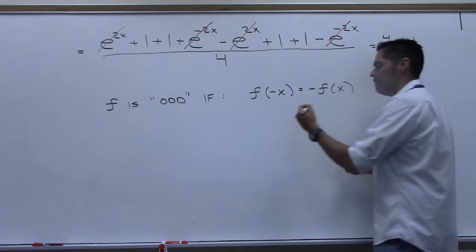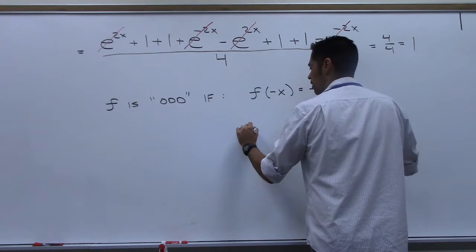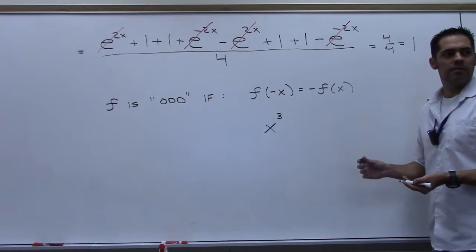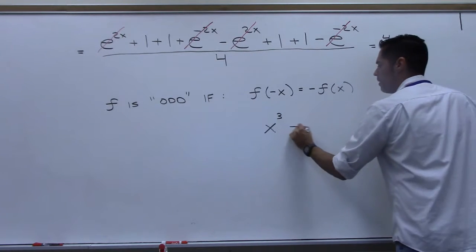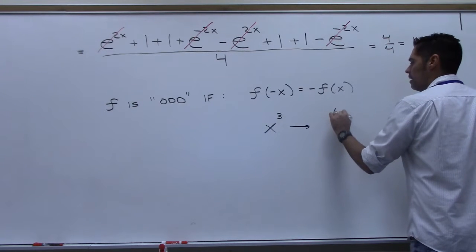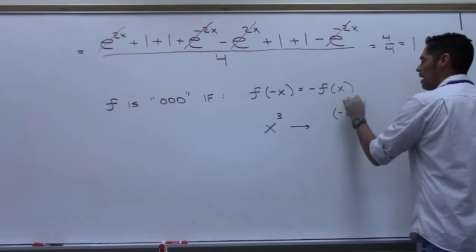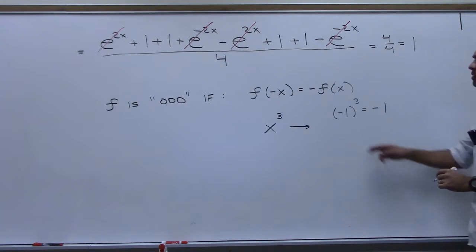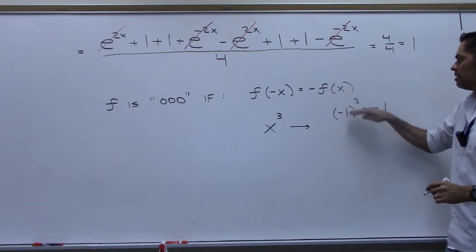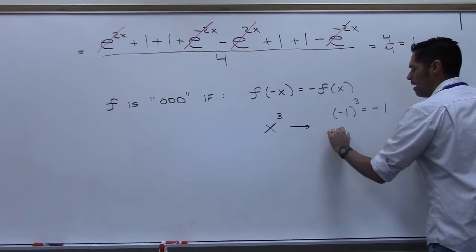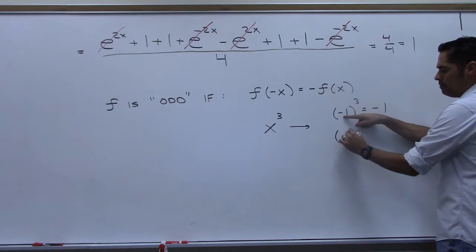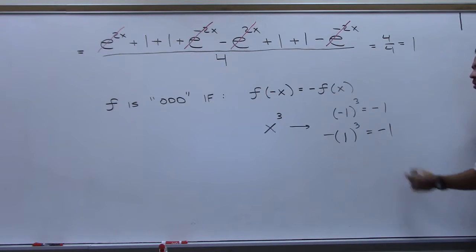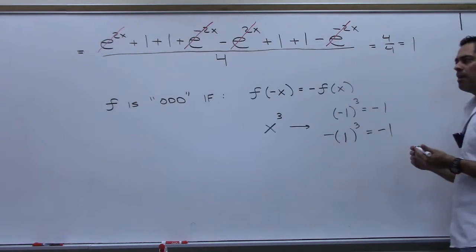I'll show you an example of an odd function. How about the function x cubed? That's an odd function. Why is it odd? Well, let's say I take negative 1 and I cube it. What do I get? Negative 1. That would be me plugging in a negative value into the function. Instead, what would happen if I took the positive of that, 1, cubed it, and then made it negative? You get negative 1 also. So they're the same.